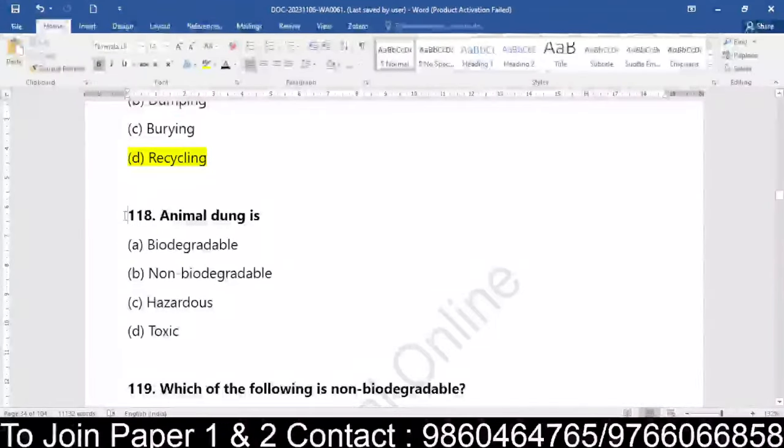Animal dung is something which is biodegradable, non-biodegradable, hazardous or toxic. Which category does animal dung come under? You should know this, such types of questions are very common examples you get. So it becomes very important that you know what the topic is about, and then you can come to the answer.